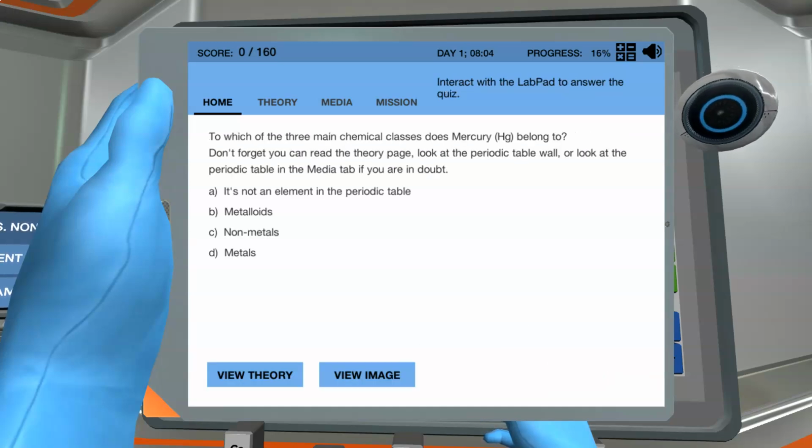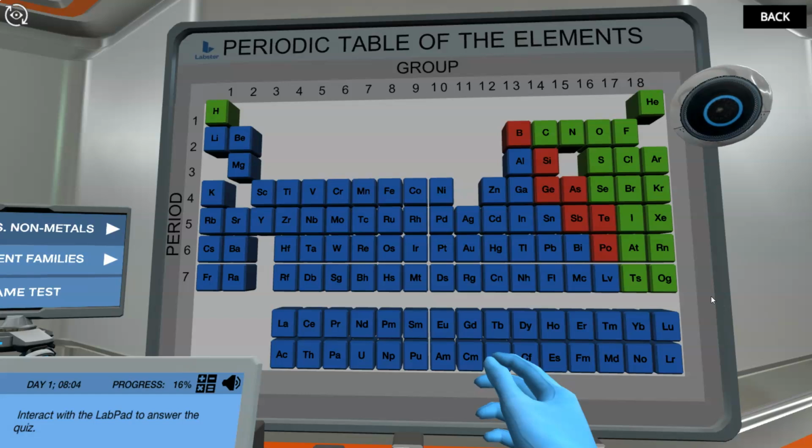To which of the three main chemical classes does mercury belong to? Don't forget you can read the theory page, look at the periodic table wall, or look at the periodic table in the media tab if you are in doubt.